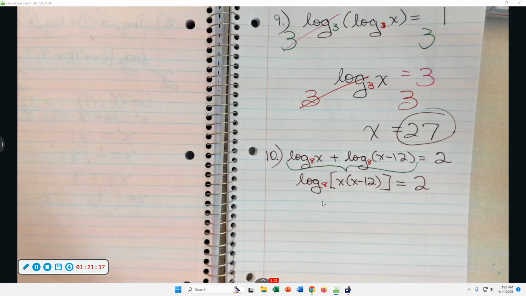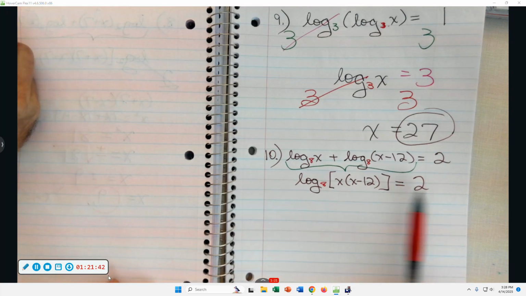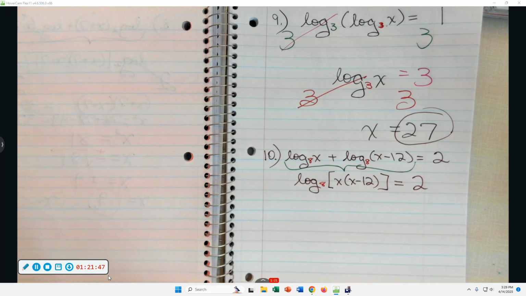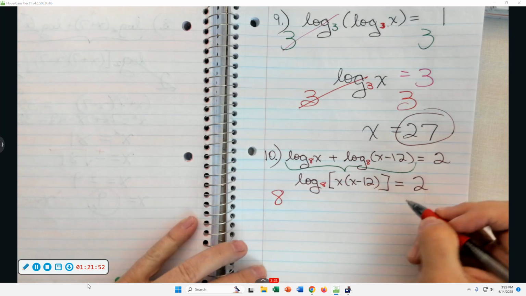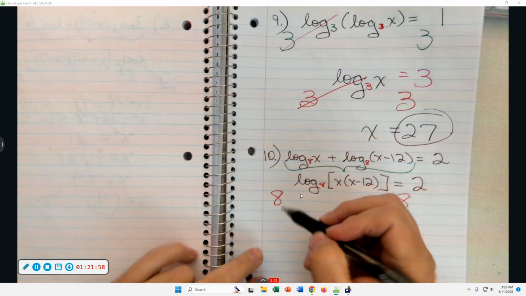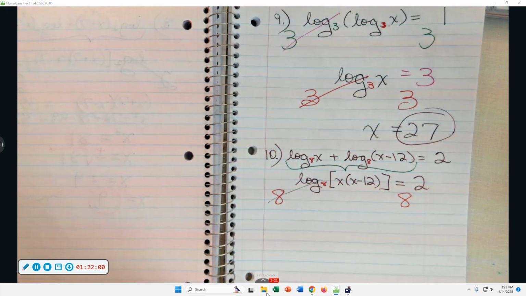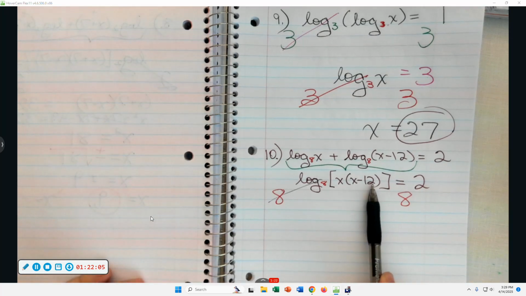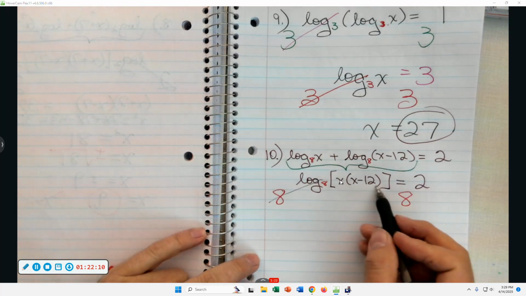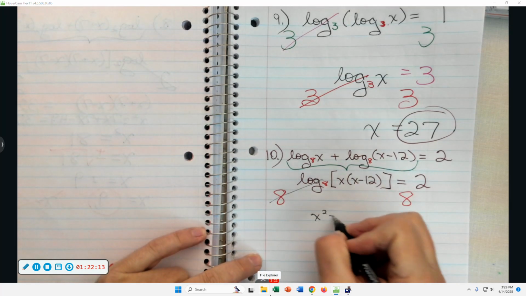And now what can I do? Everything written here is about to become what? Exponents. What will I use as the base? 8. I agree. 8 and 8. 8 to the log base 8, that cancels out. We have x times x minus 12. What will I do there? Distribute to give me an x squared minus 12x.